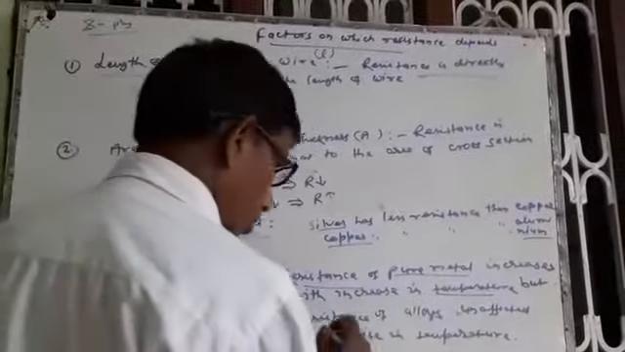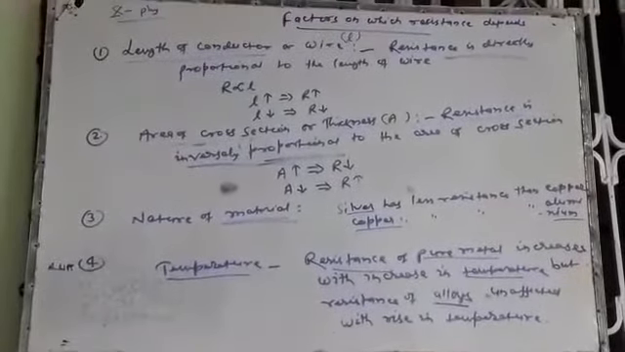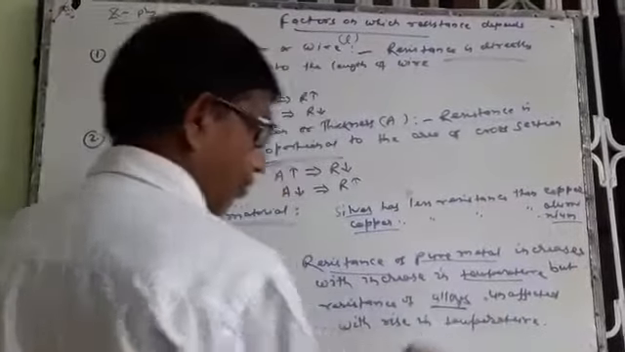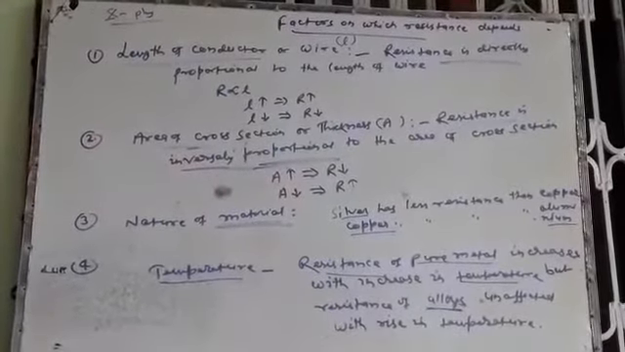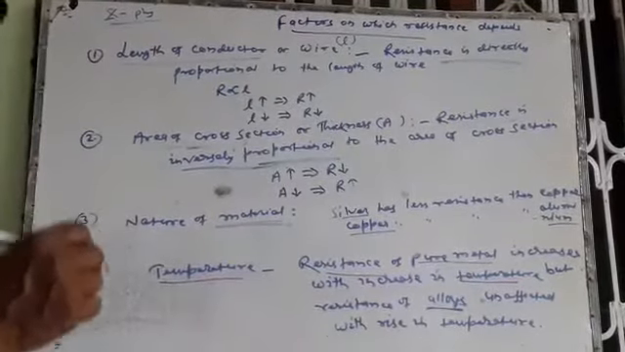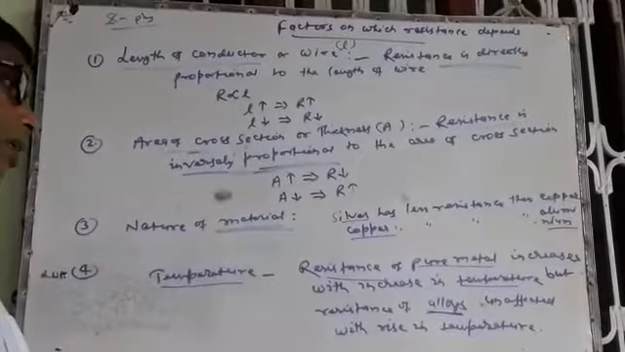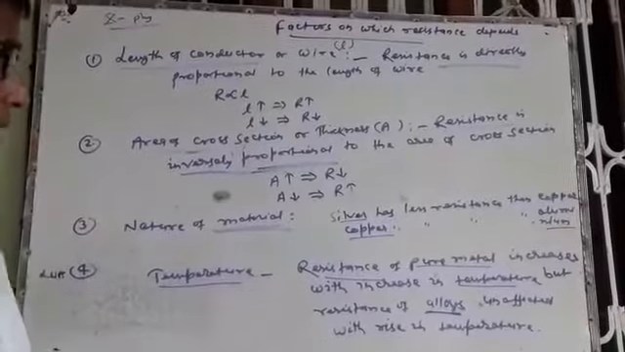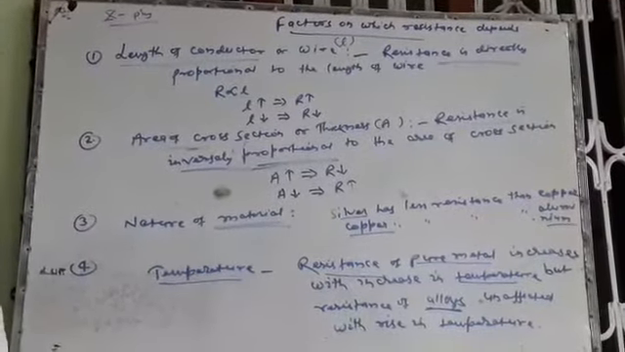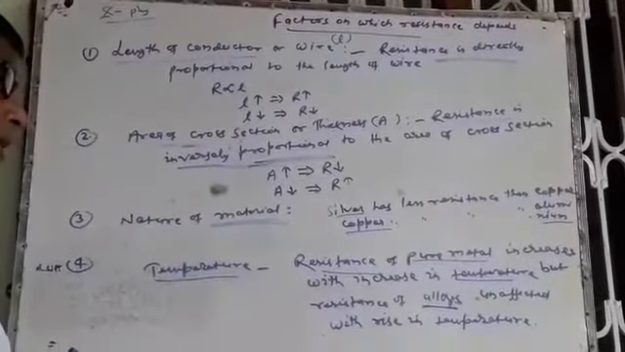But an alloy means a material having a composition of two or more metals. For an alloy, there is no effect of rise in temperature on the resistance of the alloy. Nichrome, tungsten, manganese are examples of alloys, having two or more metals mixed together in certain proportion to make the alloy.